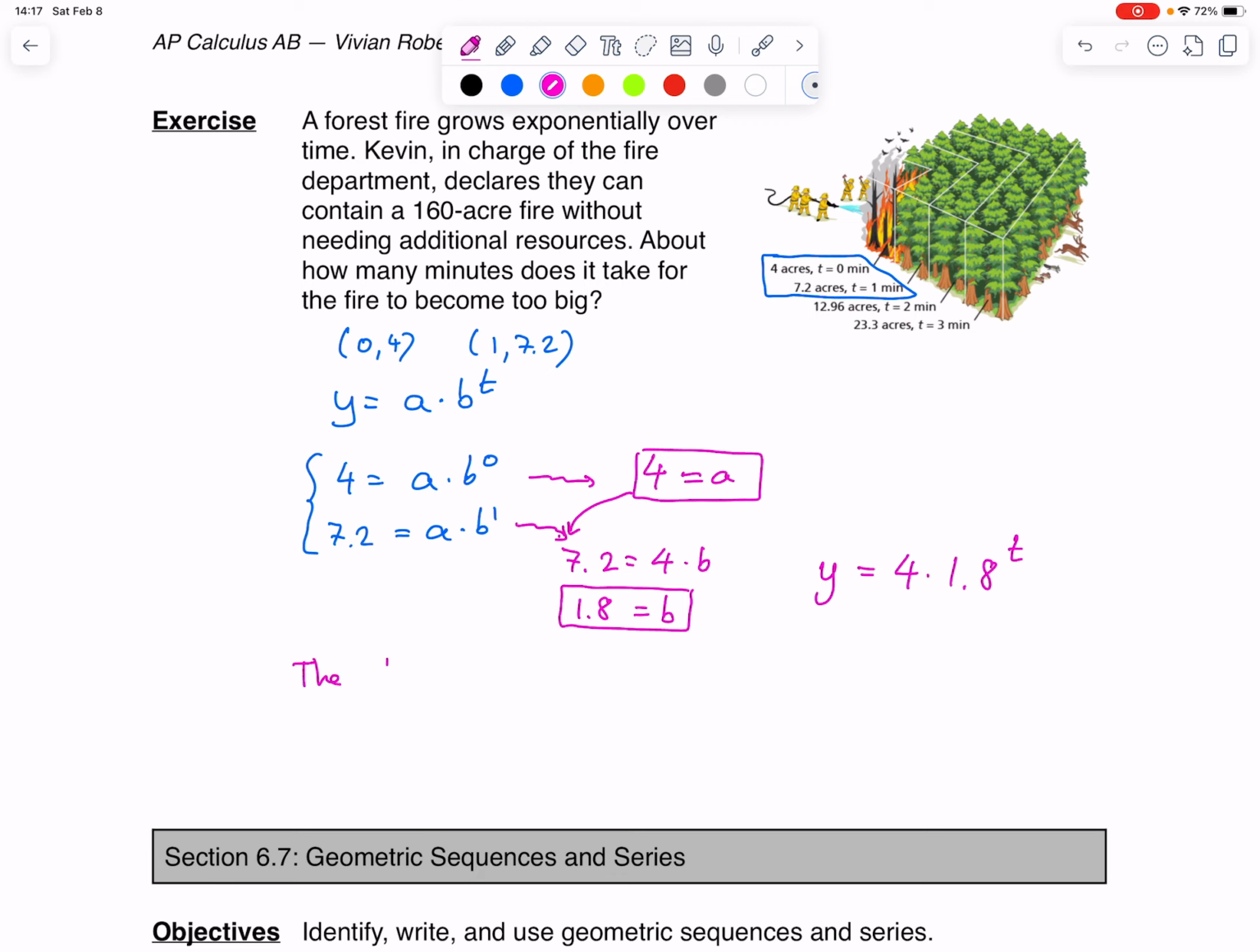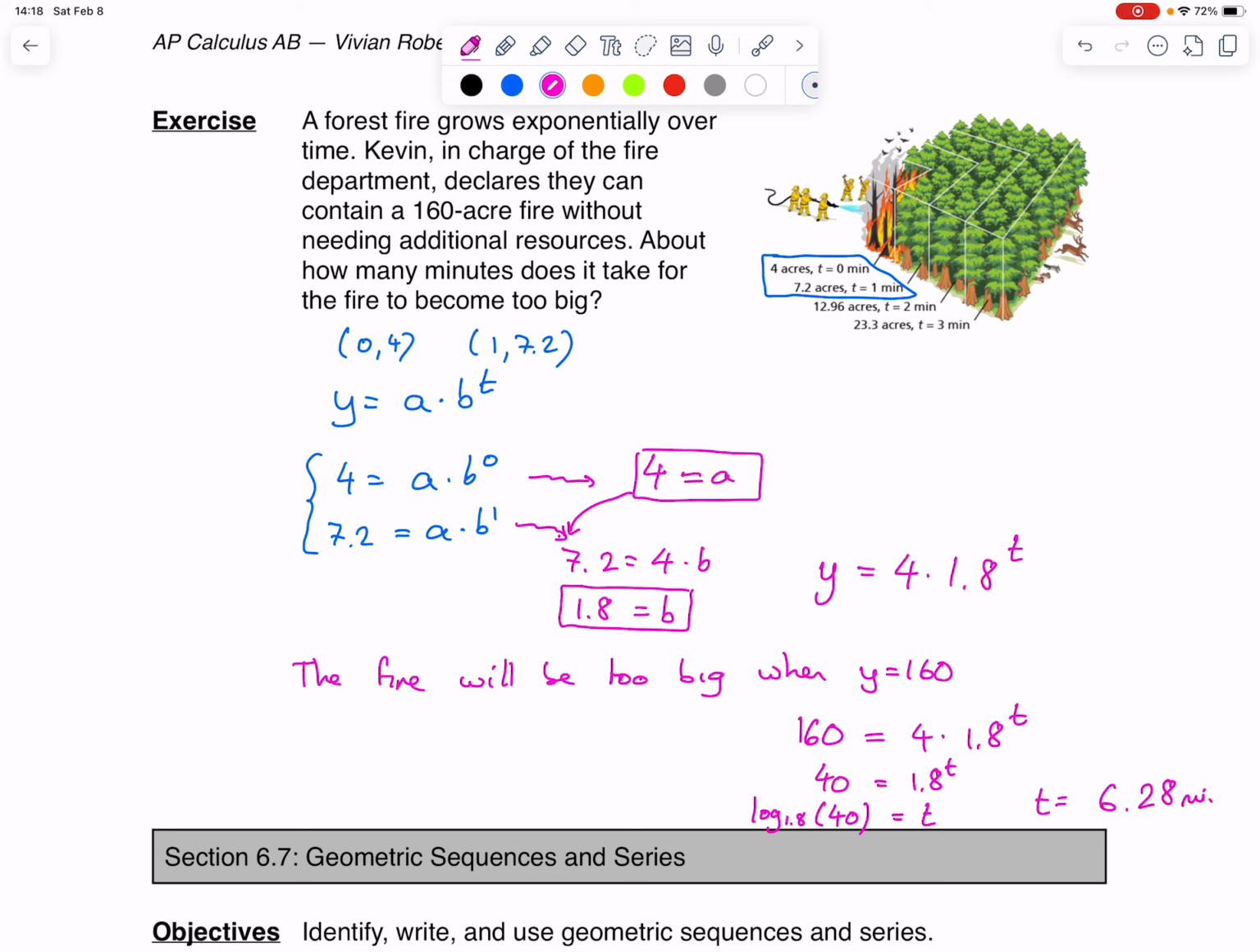The fire will be too big when y equals 160 or more. So 160 equals 4 times 1.8 to the power of t, which means 1.8 to the power of t equals 40. And from here, you can use the spiral, or you can just think, okay, I'm going to take a log in base 1.8, and this leads to t equals log base 1.8 of 40. So the answer is 6.28 minutes.